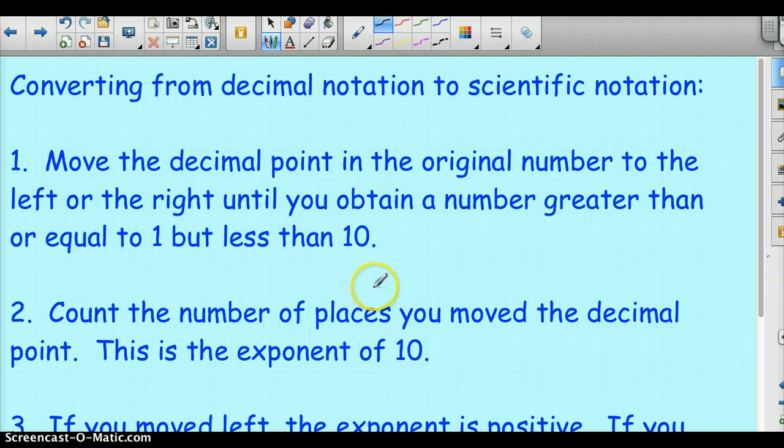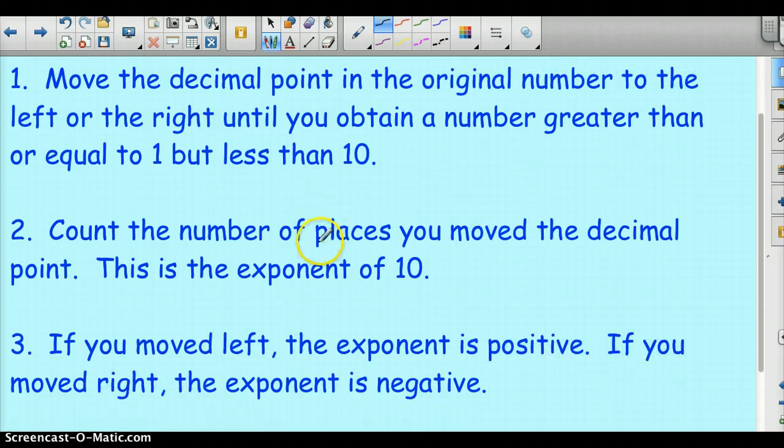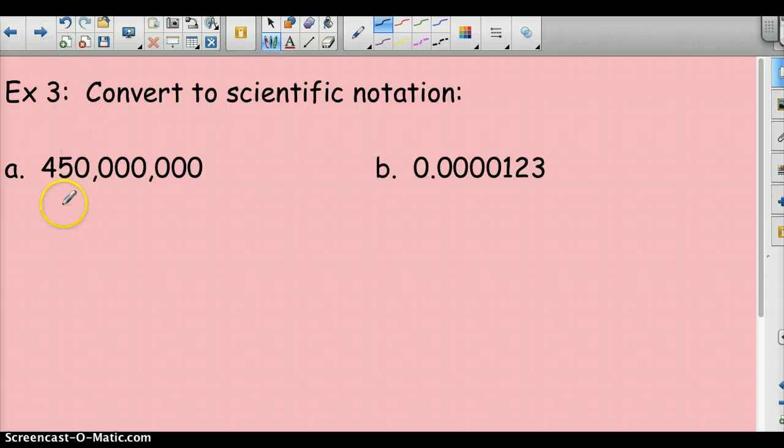Now we need to do the reverse. Go from decimal notation to scientific notation. So here's the idea. We're going to take our number and move the decimal point in the original number, finding a number that is between 1 and 10. We then count the number of spaces we moved. If we moved left, the exponent's positive. If we moved right, the exponent's negative. Let's put that into practice.